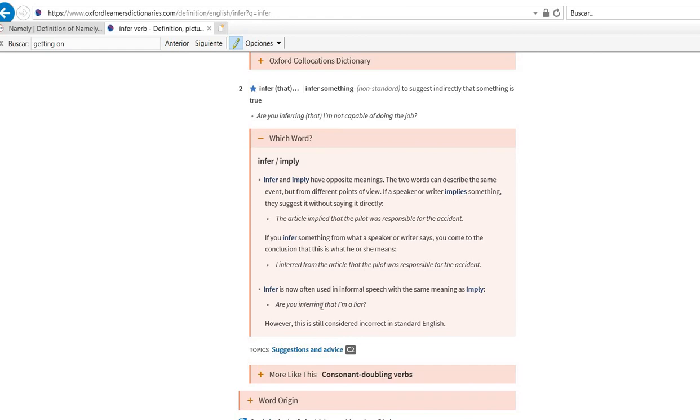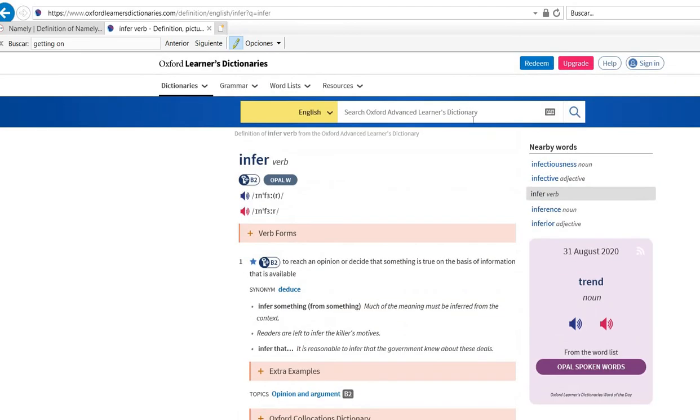Es decir, that infer and imply mean exactly the same as in Spanish, inferir y dar a entender. But native speakers, because, well, they do not see these words the way we do, get confused. So you may stop the video and read the explanation here, right? You will find this everywhere. And I wanted to focus on these other two words, insinuate.